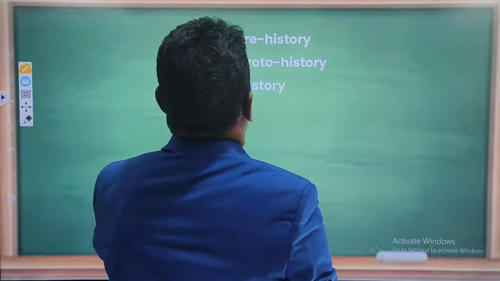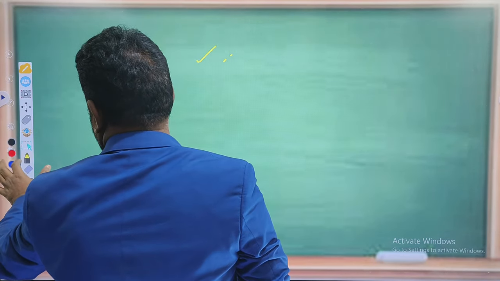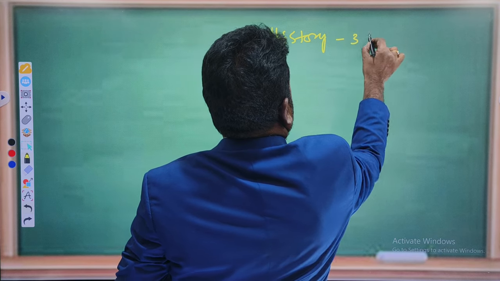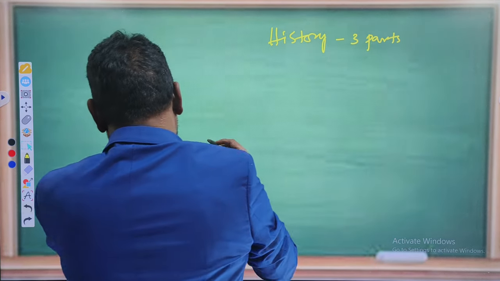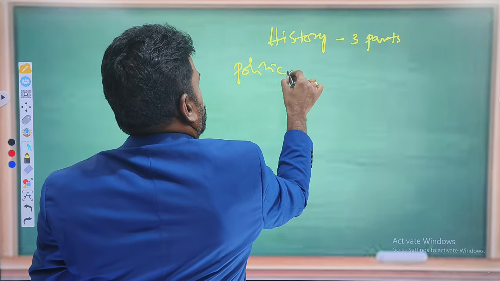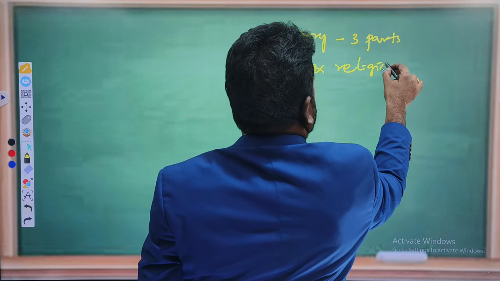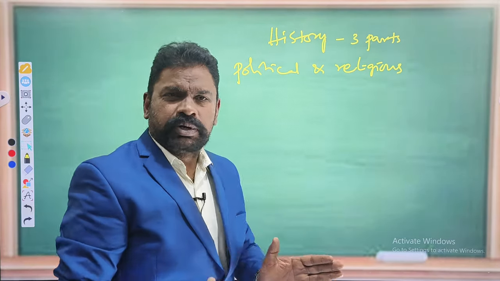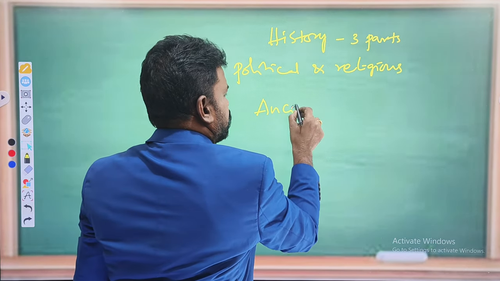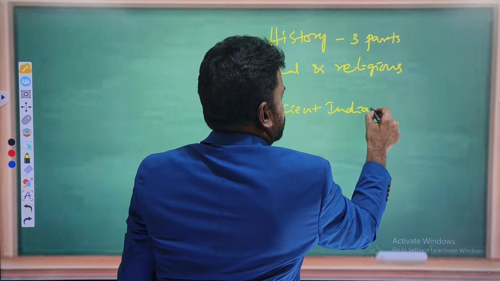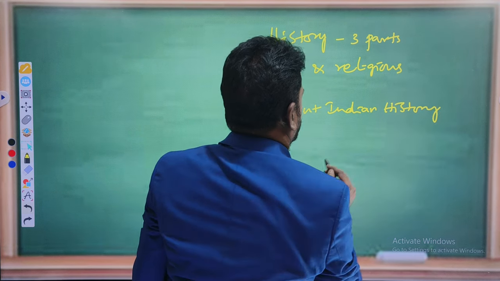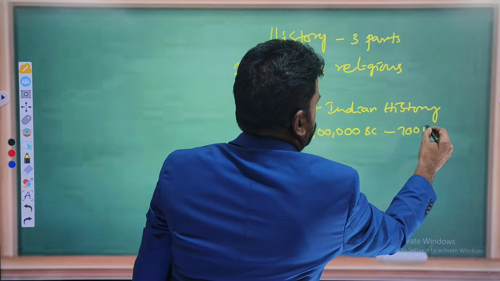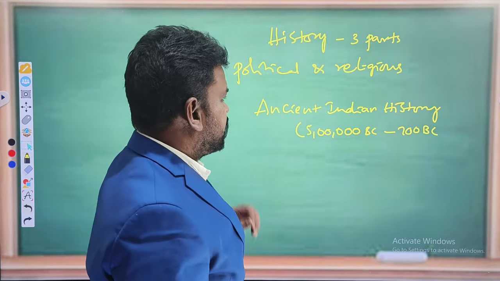Initially, Indian history divides into three parts based on the political, religious, social and cultural changes. First, ancient Indian history. As I discussed, it covers from 5 lakhs BC up to 700 AD, up to the death of Harshavardhana. This is ancient Indian history.